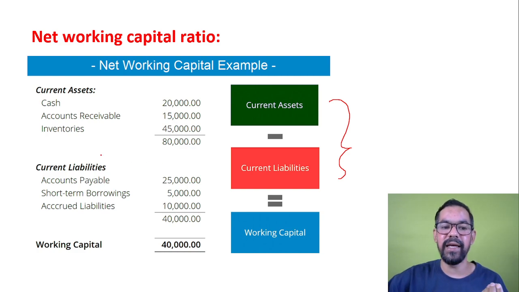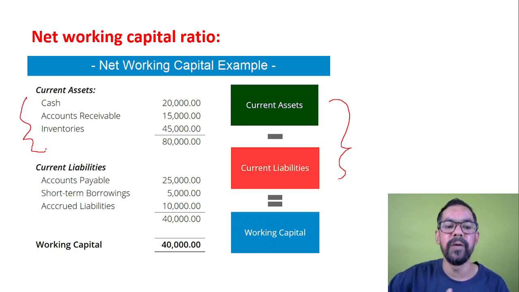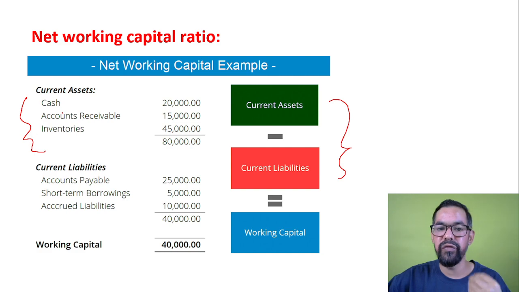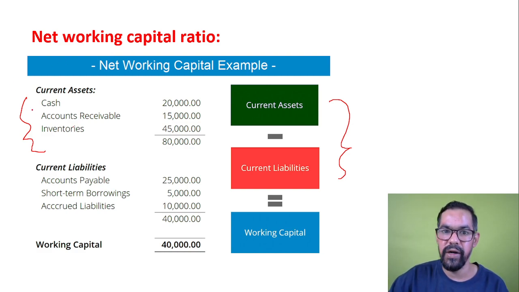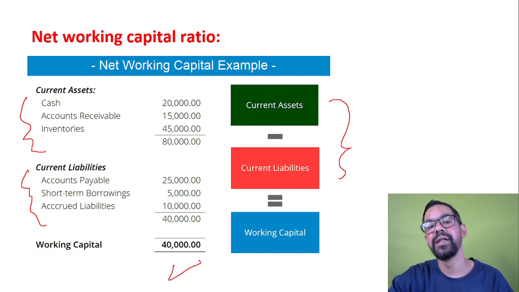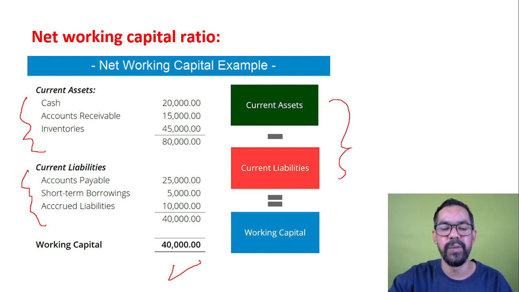Now the second thing is you need clarity about these particular entries. If you have a clear vision about cash, accounts receivable, inventories, these are part of this one. It is not a quick asset test ratio, so that's why they included inventories. Okay, and current liabilities in that particular organization. So if you talk about 80,000 minus 40,000, then 40,000 is your working capital in this particular case. I hope you get this clearly.